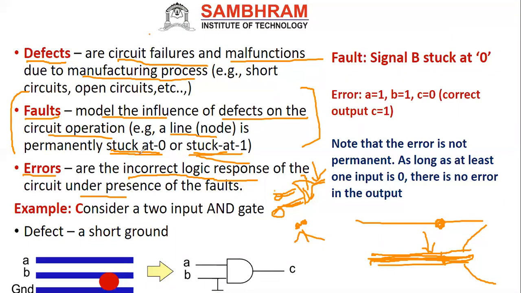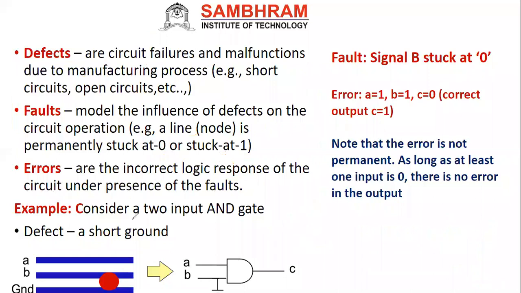Now, just as an example, let us consider the two input AND gate. This is the two input AND gate. Now, what is the defect actually? See here in this diagram, A is a metal line, B is this metal line, and ground is nothing but VSS.